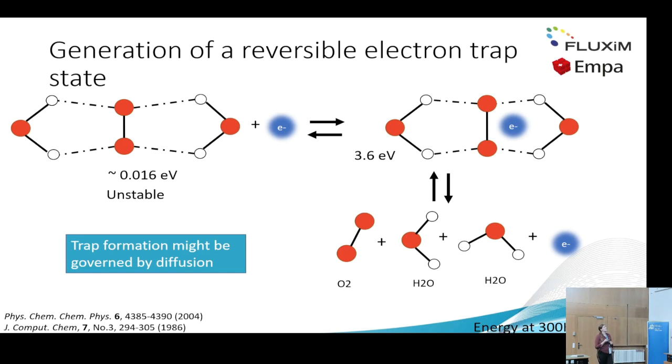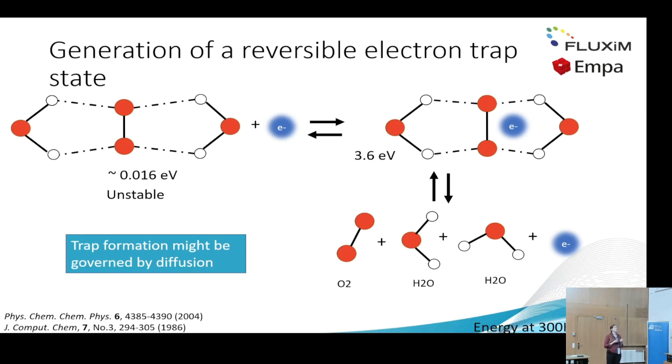One of the theories we have is concerning this complex here. It consists of 2 water molecules and an oxygen molecule. And when it has an electron captured, it is quite stable. These are the 3.6 electron volts we usually find. But when we remove this electron, we have a very, very unstable complex which has an energy of about 0.016 electron volts.